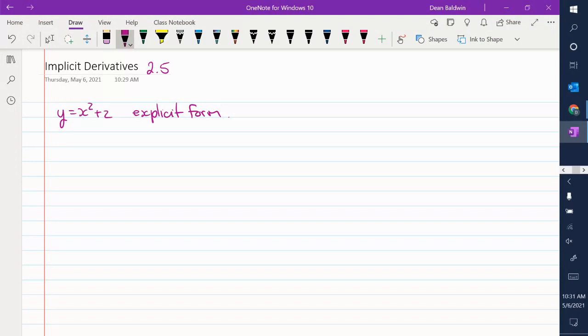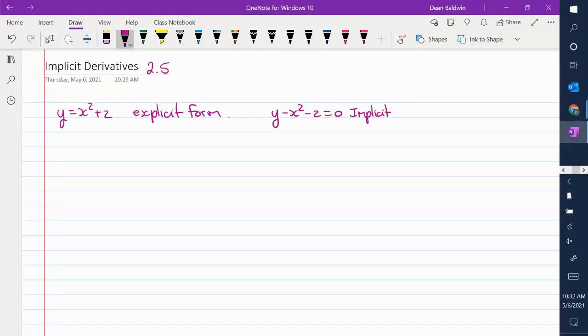If I take the same equation and write it this way, y minus x squared minus 2 is equal to 0, all I did was move everything to the other side. This is called implicit form. Now, if you can write it as y equals, write it as y equals. All functions can be written that way.